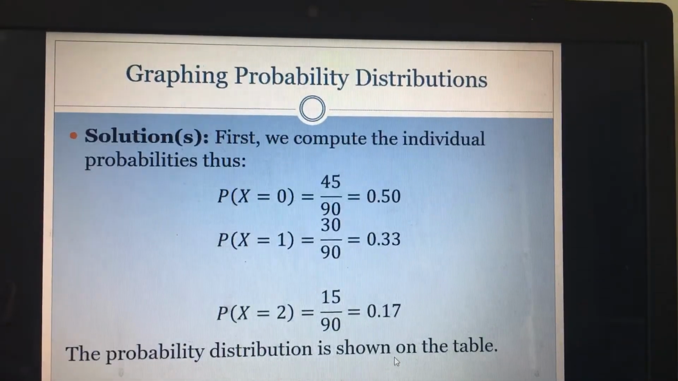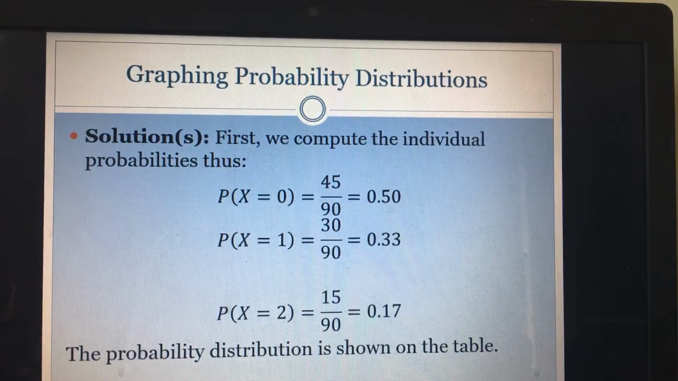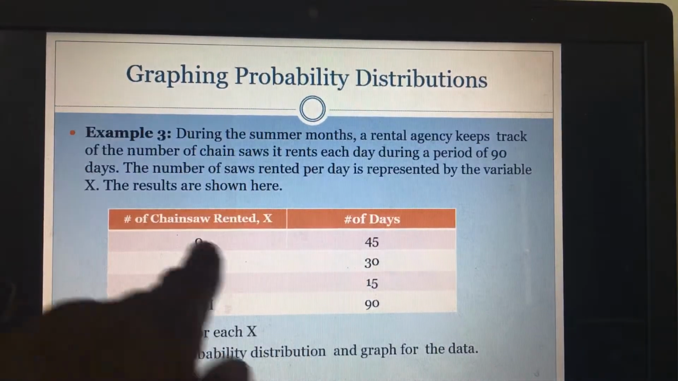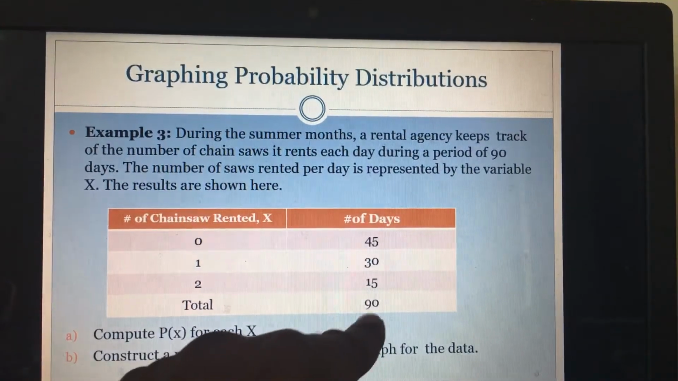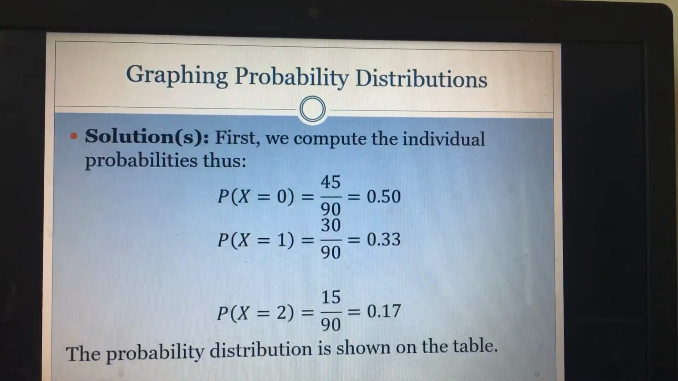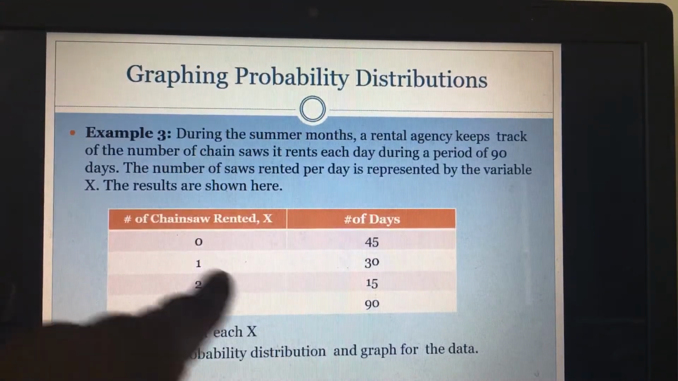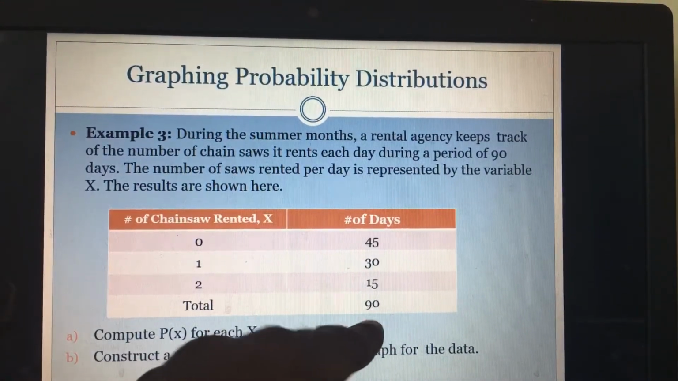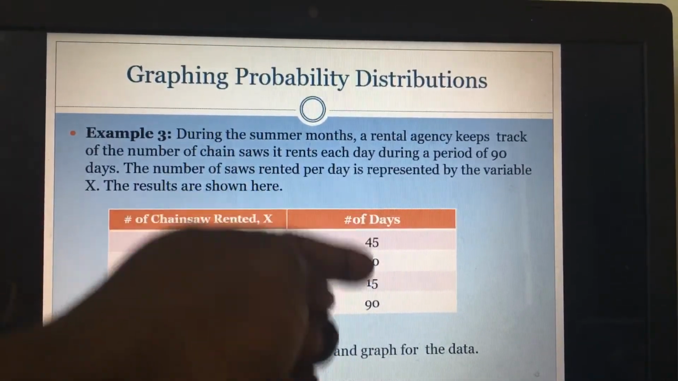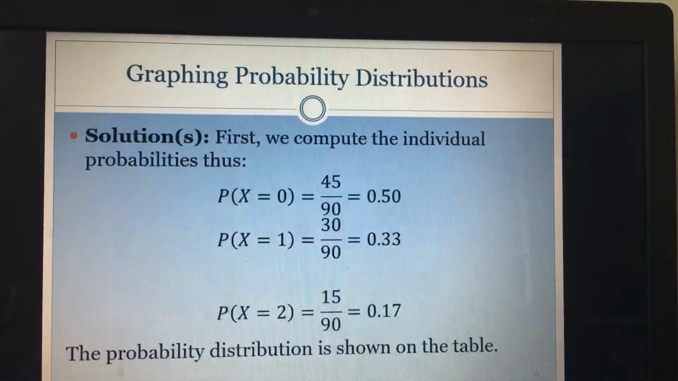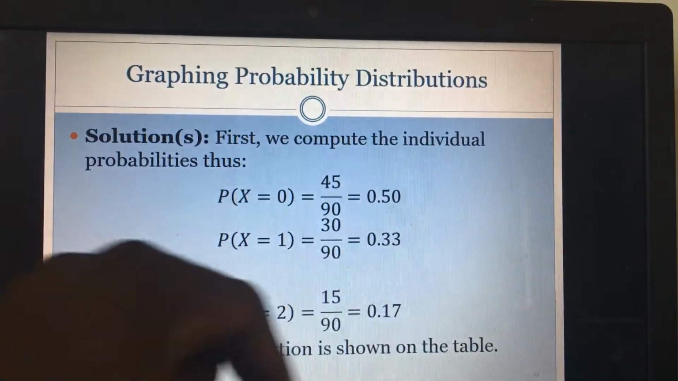First of all, let's compute the individual probabilities. The probability that they did not rent any saw at all is 45 out of 90 days. See? 45 out of 90, which is 0.5. That they rented one saw is 30 out of 90. How do I get 90? By adding all these days. So 30 out of 90 gives 0.33.